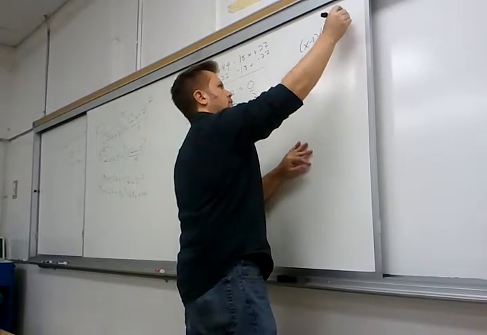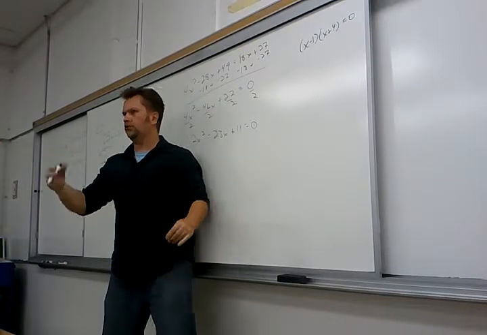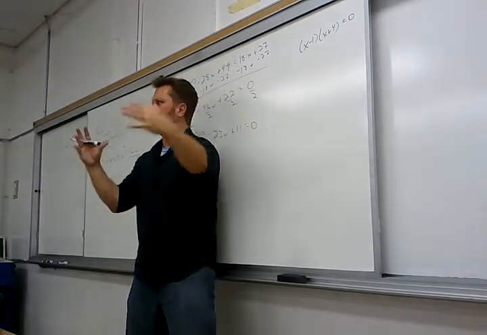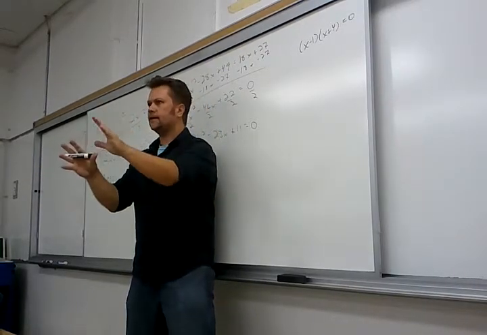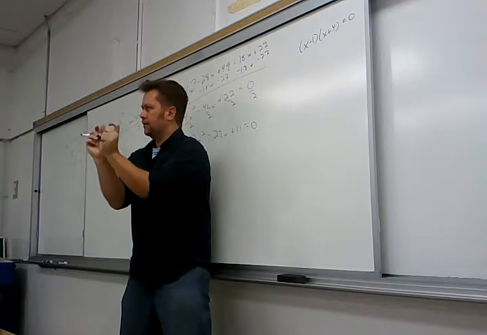If I had this, can somebody tell me what the two answers are? Positive 1 and a negative 4. Beautiful, because positive 1 makes that 0, and negative 4 makes that 0, and if either one of those is 0, the whole thing is 0. That's the idea. Either one of those x's makes the whole thing 0, because it makes their pieces 0.